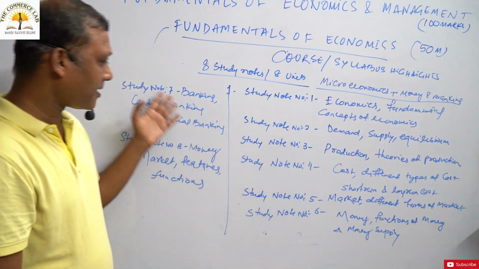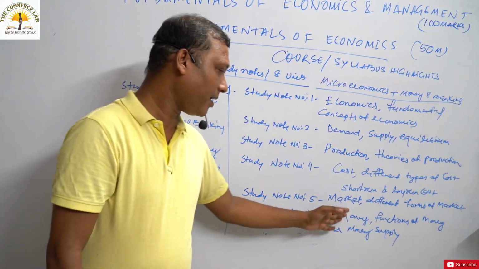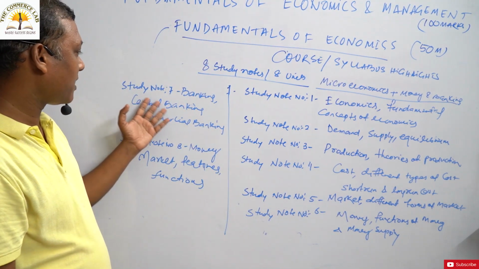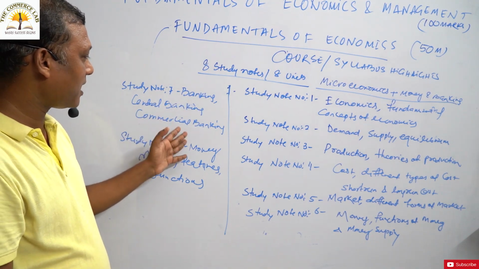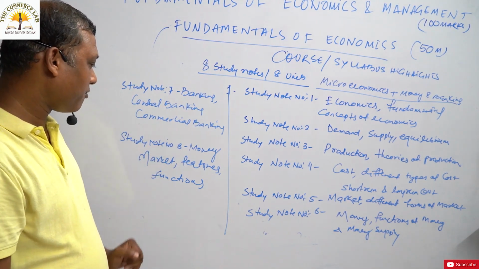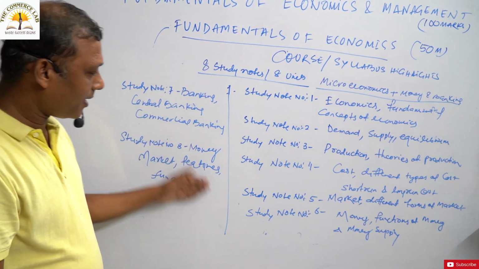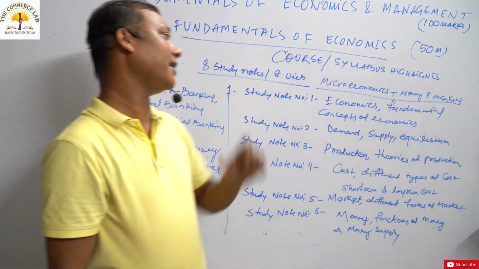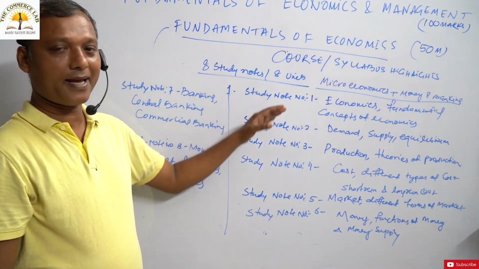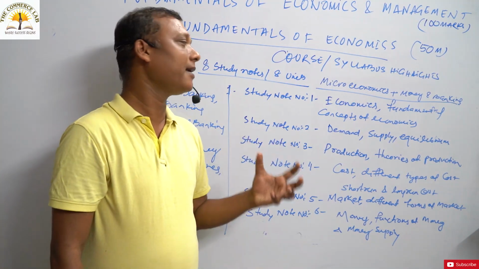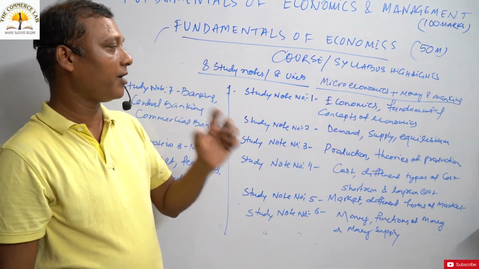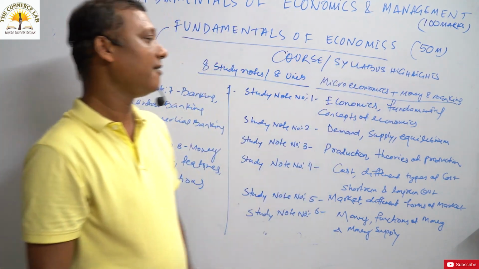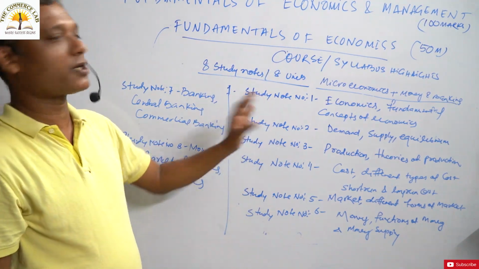The remaining 3 chapters cover money, functions of money, money supply, then Study Note 7, banking, central banks, commercial banks, and your last one, the money market. These remaining 3 chapters are part of money and banking. So if you sum up the entire 8 study notes, we will study the branches of economics that belong to microeconomics plus money and banking. These are all the course highlights.